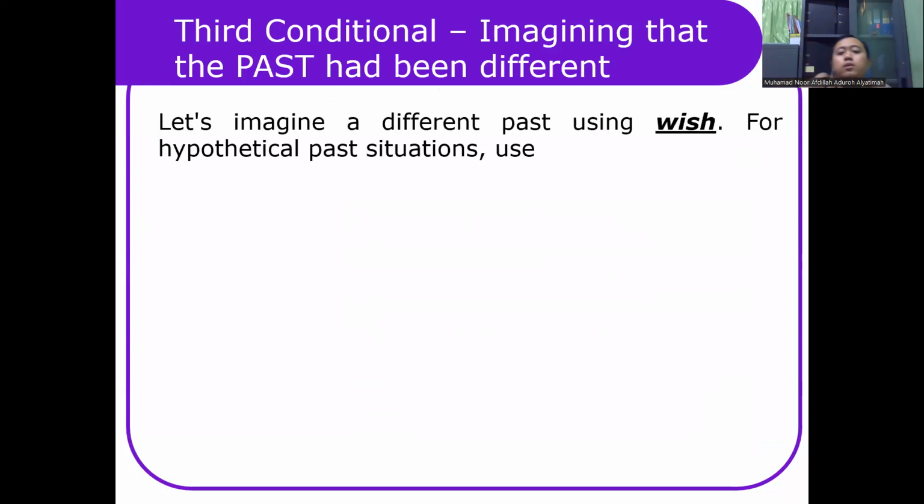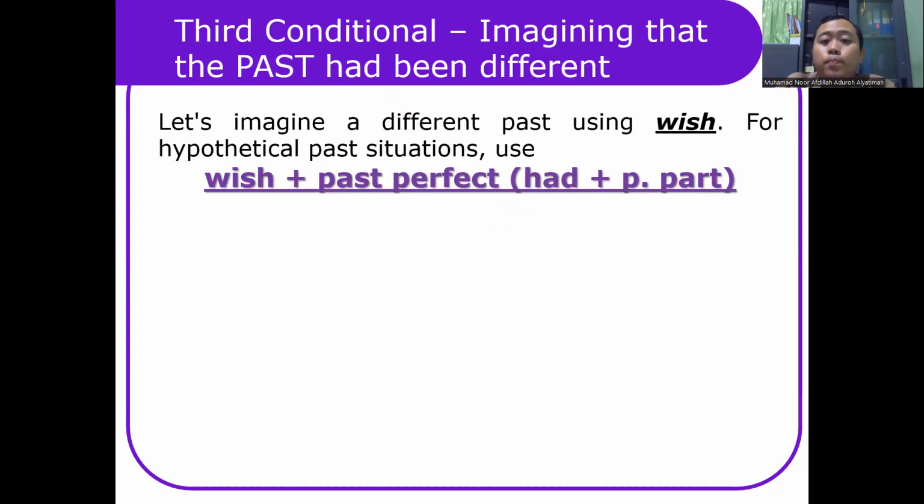Okay, class. Last meeting, we just learned about conditional sentence type 2 and we move to conditional sentence type 3. Before we start the lesson about conditional sentence type 3, let's imagine a different past using wish for a hypothetical past situation. Use wish plus past participle, a past perfect. Okay, what is past perfect? Past perfect is had plus past participle.